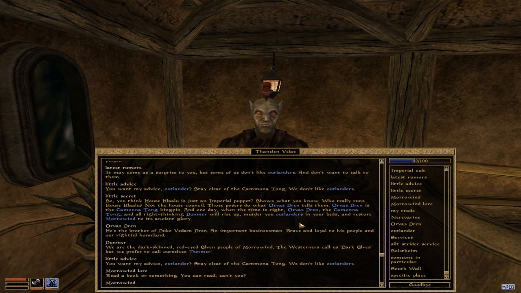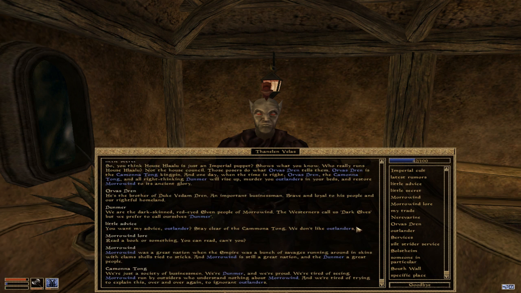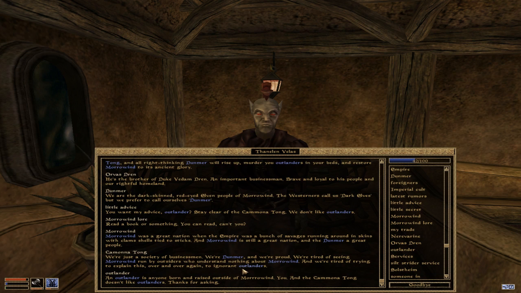What can we read from him? Commonotong. We are just a society of businessmen. We are Dunmer and we are proud. We are tired of seeing Morrowind run by outsiders who understand nothing about Morrowind. And we are tired of trying to explain this over and over again to ignorant outlanders. Outlander? We heard it. Anyway.